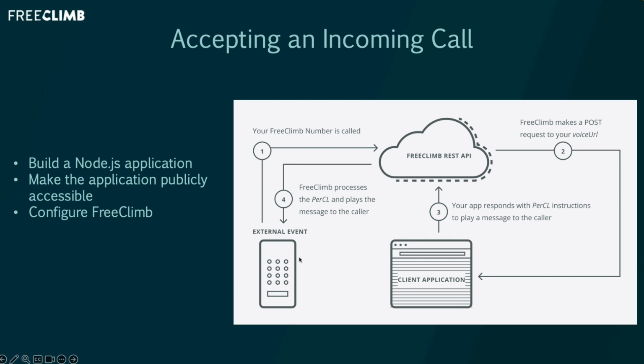So if we take a look at how a call flows through this application, the first thing that's going to happen is someone's going to make an inbound call to your FreeClimb number. Now we're going to get into setting up all the configuration for this later on in the video, but essentially FreeClimb is going to know that your number and your application are associated. So then when an inbound call occurs, it's going to send a webhook request back to your application. Then your application can do with that whatever it wants, but for today, we're going to have it tell FreeClimb to say hello world back to the caller.